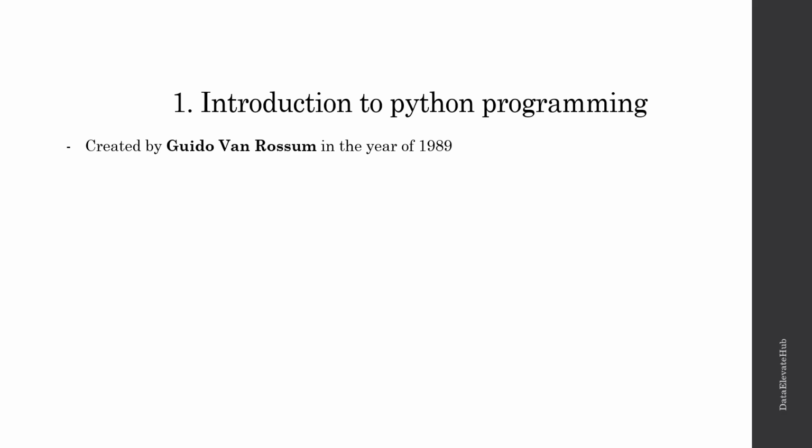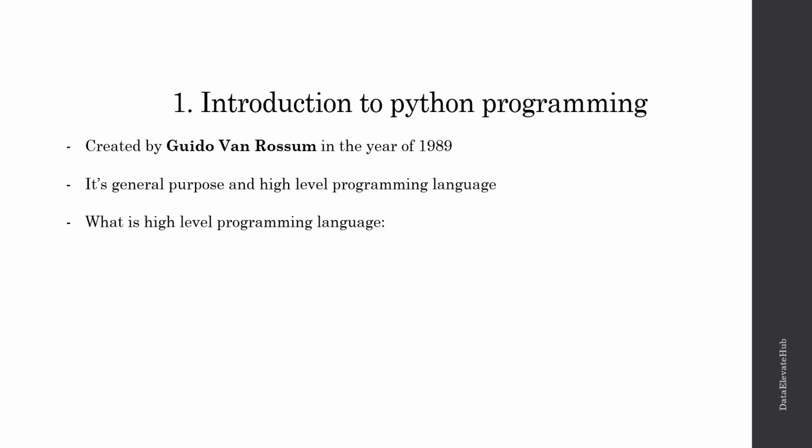Python works on different platforms like Windows, Mac or Linux. And Python has a simple syntax similar to the English language. Python is a general purpose and high level programming language. So what is a high level programming language? It is a human readable language. We can read the code and understand the code easily. The other high level programming languages are C, C++ and Java.